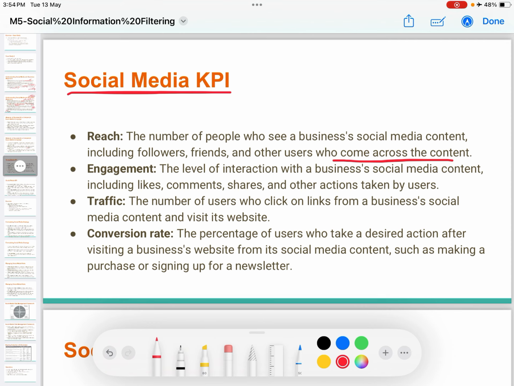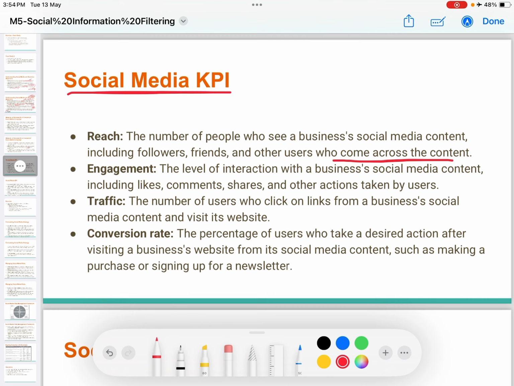Next is engagement. The level of interaction with the business's social media content, including likes, comments, shares, and other actions taken by the user. So what kind of action the user is taking is called engagement.